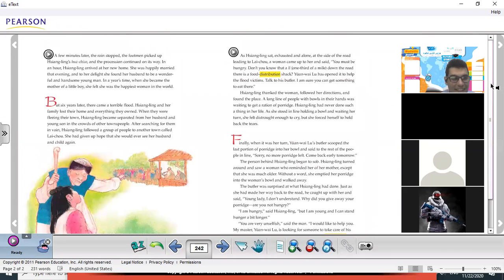A few minutes later, the rain stopped. The footmen picked up Sang Ling's Hao Chow, and the procession continued on its way. In an hour, Sang Ling arrived at her new home. She was happily married that evening, and to her delight, she found her husband to be a wonderful and handsome young man. In a year's time, when she became the mother of a little boy, she felt she was the happiest woman in the world.